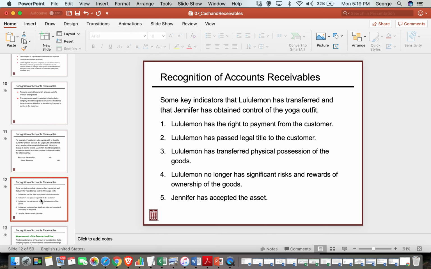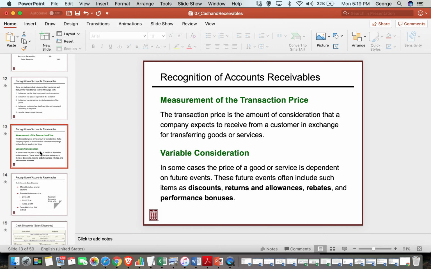So some key things, though. Lululemon has the right to payment from the customer. So they have the product, so we have the right to get payment. Lululemon has passed legal title to the customer. Again, if they have the product, then legal title normally is passed. Lululemon has transferred physical possession of the goods. She's wearing the yoga suit, right? Lululemon no longer has significant risks and rewards of ownership of the goods, okay, because we don't have control of the goods. And Jennifer has accepted the asset. So that means we've created an account receivable, and we can make the entry on the previous slide.